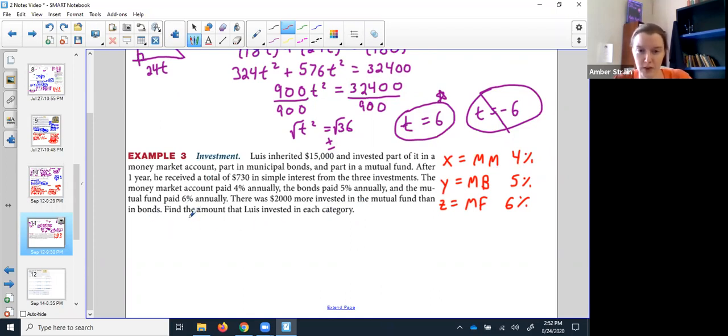Okay, so let's just do the math instead. So he's got 15,000 to split up total. So if X is the money in the money market, so this is how much he's putting here, how much he's putting there, how much he's putting there, then 15,000 is the total money of all three accounts. That means the sum of X, Y, and Z should total 15,000.